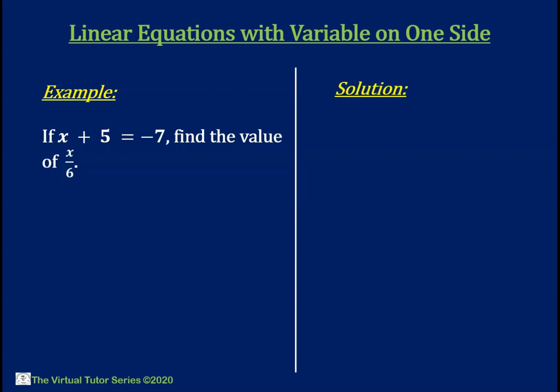To be able to find the value of x over 6, we need to first determine the solution of the equation x plus 5 is equal to -7. The first step is to maintain the variable x at the left-hand side and move the number 5 to the right-hand side. We do this by subtracting 5 from both sides. So we have x to be equal to -7 minus 5.